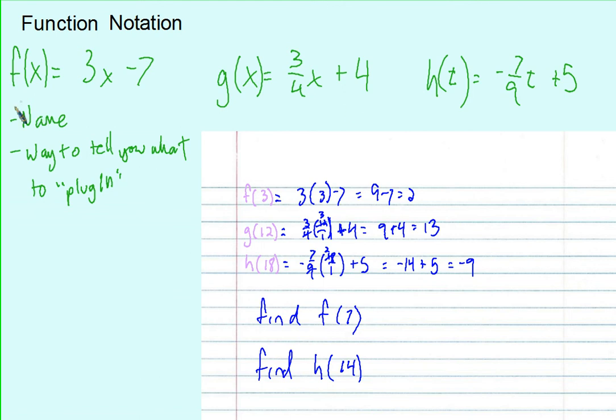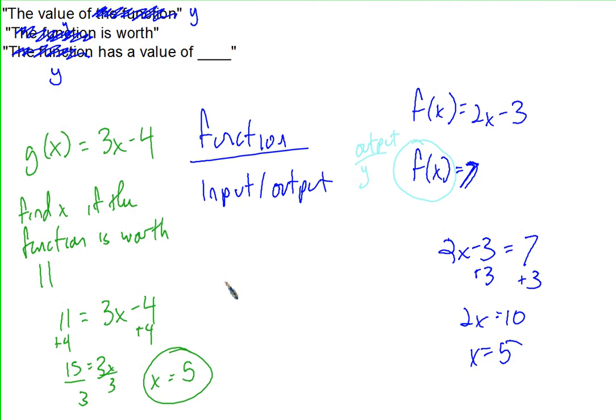Also, function notation just gives a name to a function and a way to tell you what to plug in. Really quickly, g of 12 means plug in 12 for the x in g. That's a mouthful that this communicates. That's why we use function notation. The value of the function: when you hear something like that, keep your ears open for things like the value of the function is, the function is worth, the function has a value of. When it refers to the function and some number, it's talking about the output of the function. So if the function has some value, it means that you've put something in, and what's come out is this. The function is worth whatever its output is.